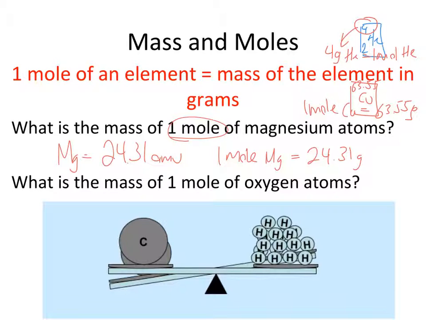Okay, same thing, 1 mole of oxygen atoms. So if we're looking at the individual oxygen atoms, not bonded into diatomic, again, we look into our periodic table, and we see that it's 15.999. Sometimes they say 16. So 1 mole of oxygen atoms is going to weigh 16.00 grams.